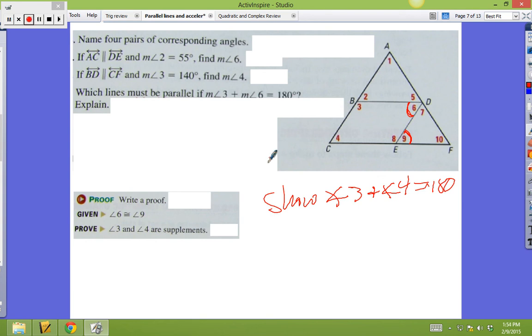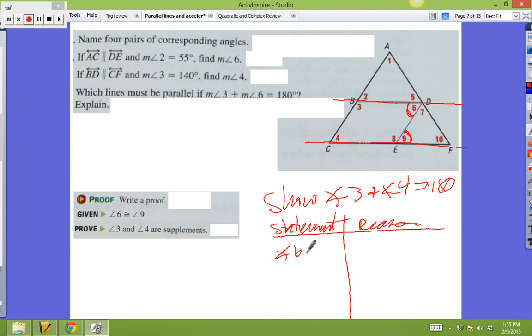Uh-oh. Might have to play around with this one for a minute. Okay. So I don't think it's too bad. So 6 and 9 are congruent. So let me do a little 2 column. So here's my statement, and then this is my reason. So I'm going to start off, angle 6 is congruent to angle 9, and that's given.